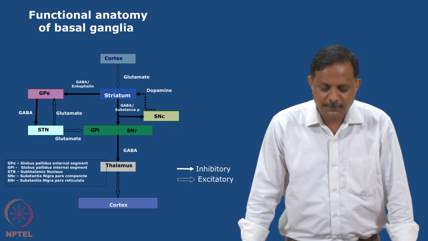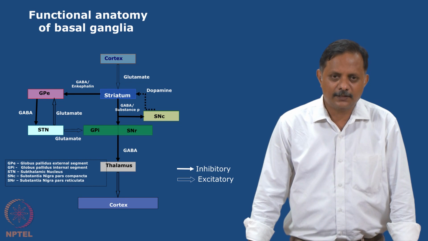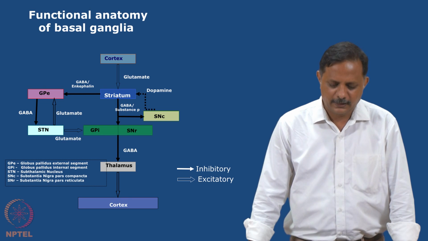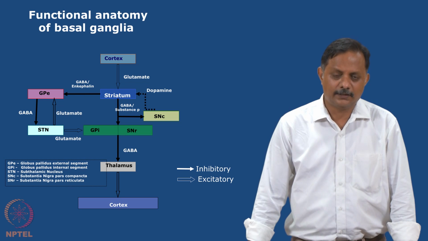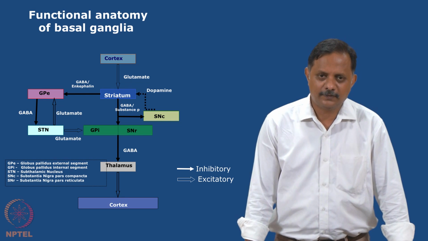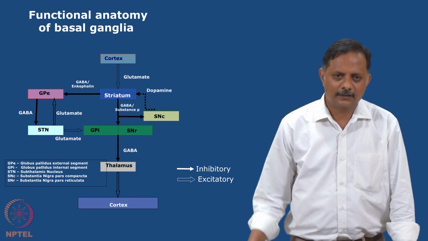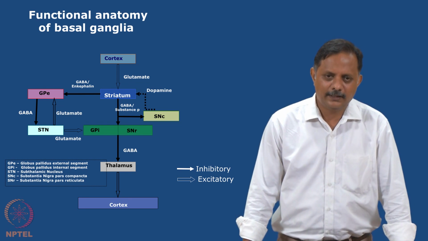Then from striatum to GPI and SNR, there is a longer route going via the GPE, as you can see that pink block box, and from GPE to STN to again GPI and SNR, and again back to thalamus and cortex. So you can see that there is a shorter route from striatum to GPI/SNR. That is called the direct pathway for obvious reasons. Then there is a longer or indirect route from striatum to the GPI or SNR. So striatum, GPE, STN, and GPI/SNR. This is called the indirect pathway.